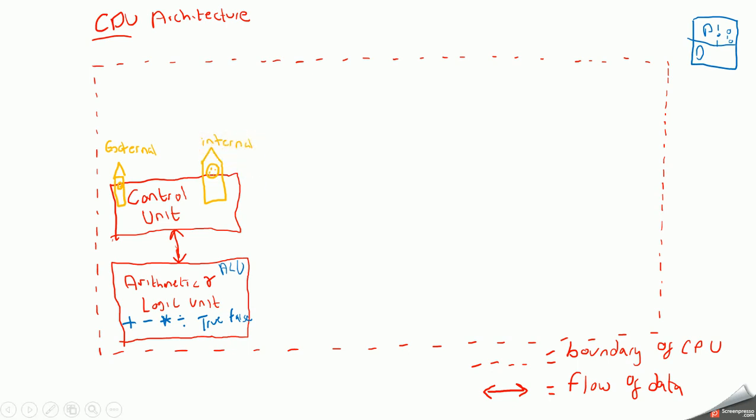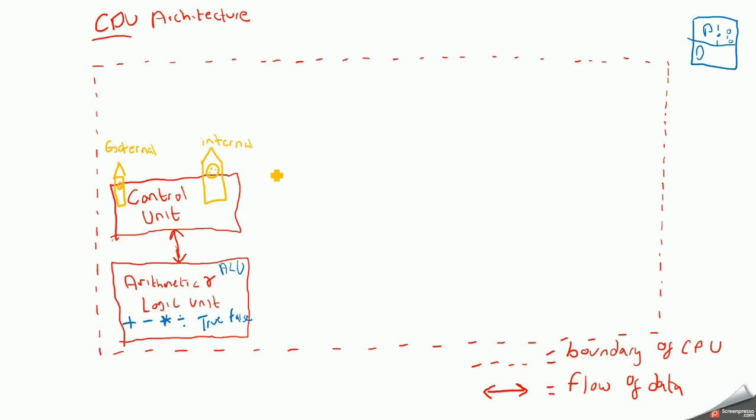And the jobs are simple. The internal clock has a job where it needs to control all the activity inside the CPU city. So everyone in the CPU city will look at the internal clock, because the internal clock controls the cycles of all the activity which happens inside the CPU.